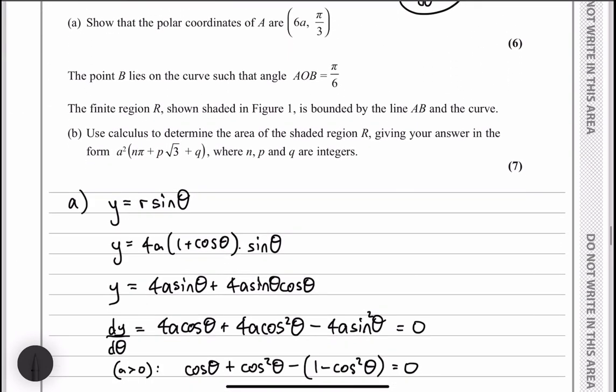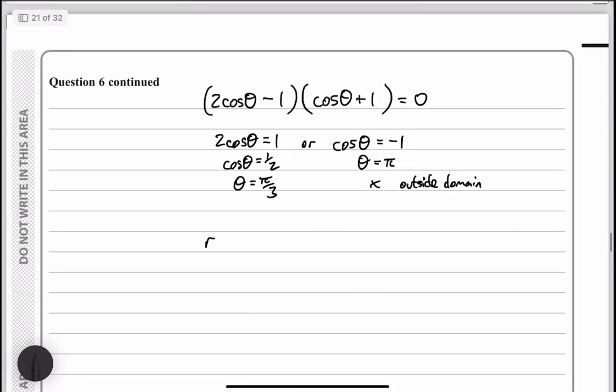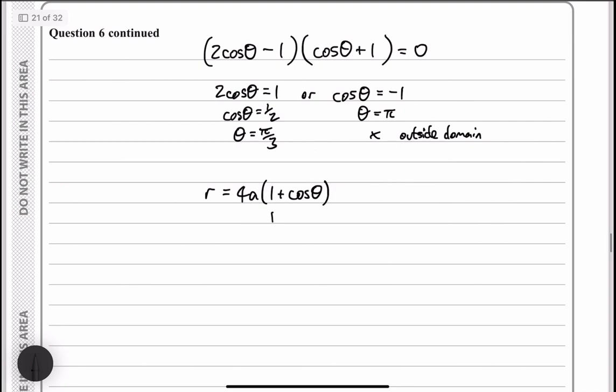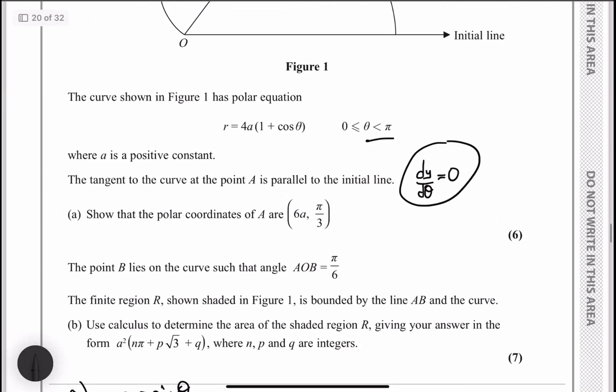Yes. Now r is equal to 4a(1 plus cos theta). And we've just said that cos theta is a half. So that's 1 plus a half. 3 over 2 times 4 is 6a as expected. So point A is (6a, pi by 3). So we've got point A, the coordinates of that.